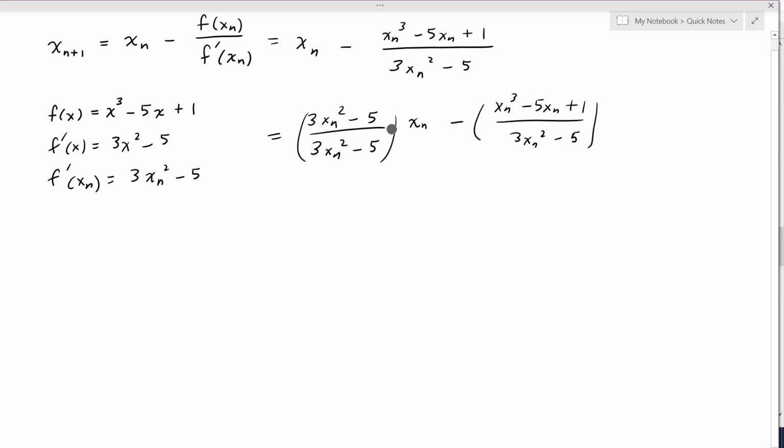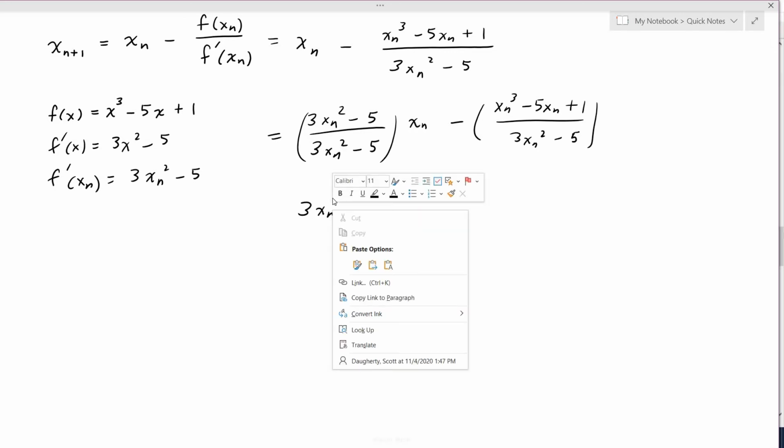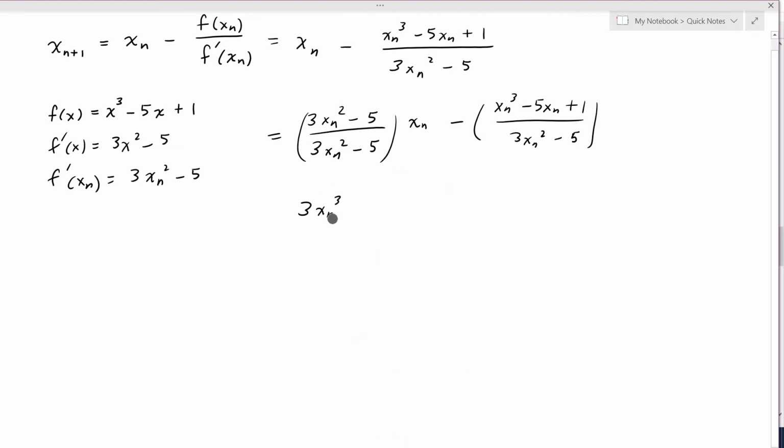Before we do that, let's distribute this x sub n, and we get 3x sub n cubed minus 5 times x sub n. Then we're going to have to subtract this off, so we get a minus x sub n cubed, then a plus 5x sub n, and then minus 1. That's going to be all over the common denominator, which is 3x sub n squared minus 5.